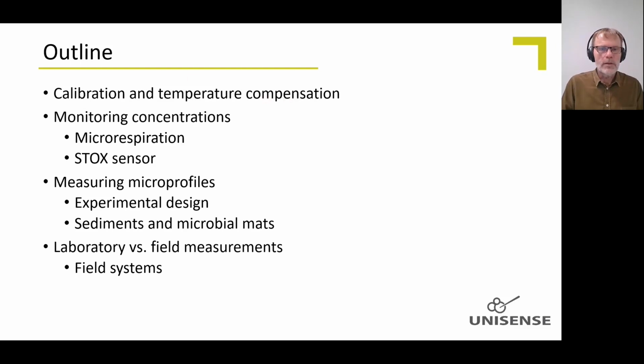So the short outline of my presentation today: I will discuss a little bit about calibrations and temperature compensation, which is important for doing measurements and getting them correct. Then I have a section about monitoring concentrations over time. I'll show you the microrespiration system and the stock sensor and some data obtained with that. Then I'll go into the microprofiling part, show you something about what to consider when setting up the experimental design for microprofiles, and also something about sediments and microbial mats data from these studies. And finally, I'll discuss laboratory versus field measurements, because we also have some field systems that allow you to take the sensors out into the field.